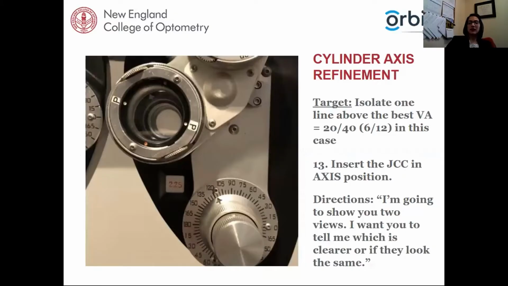Now we're moving on to the cylinder axis refinement. Remember, we're doing axis first and then power. We want to isolate one line above the best level of acuity that the patient was able to read. They were able to read 20/30, which means we want to show them the 20/40 line. Insert the JCC in the axis position. Remember, that means the red and white lines are on either side of the arrow. So we can see here, this is where our arrow is lined up, and the red and white dots are on either side of the arrow.